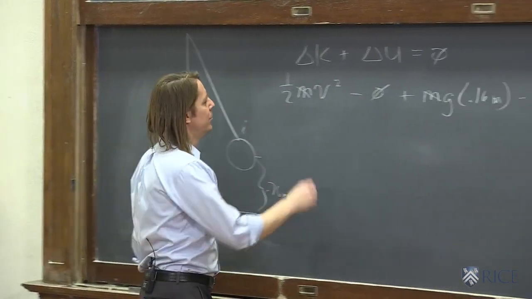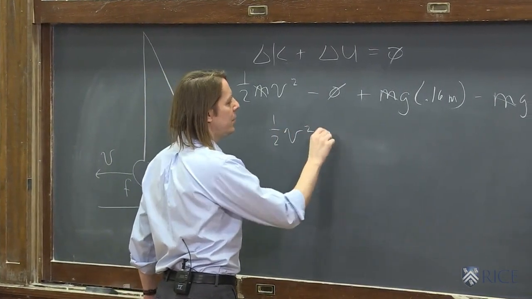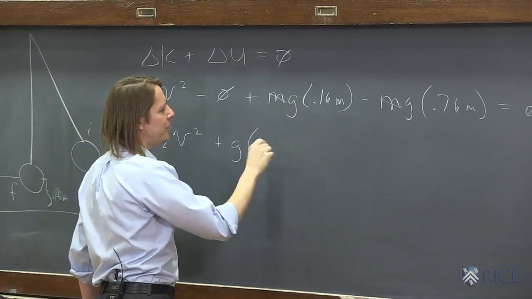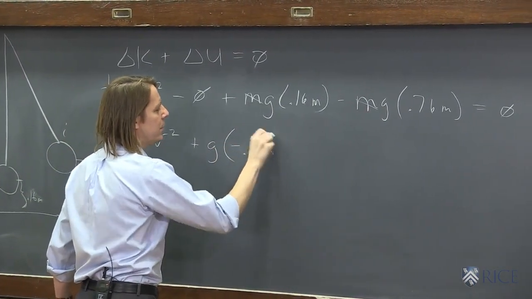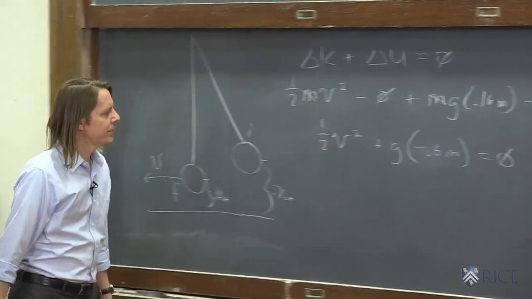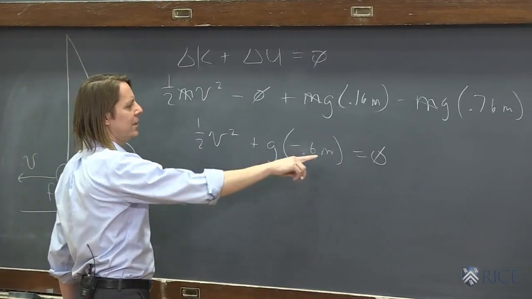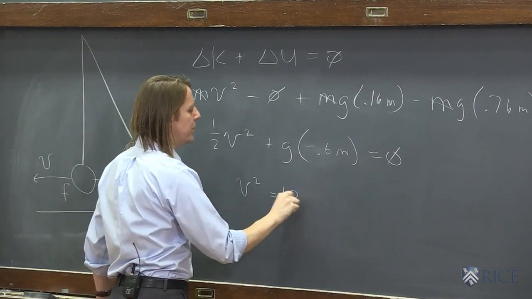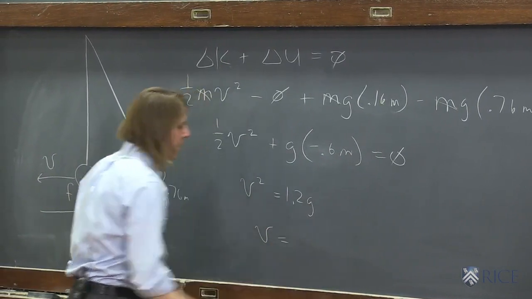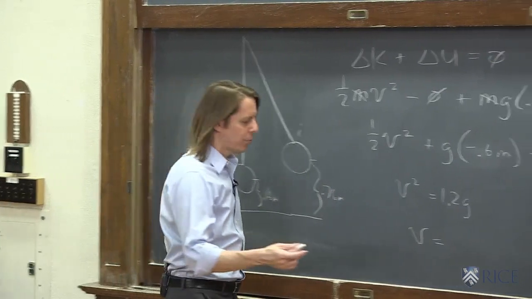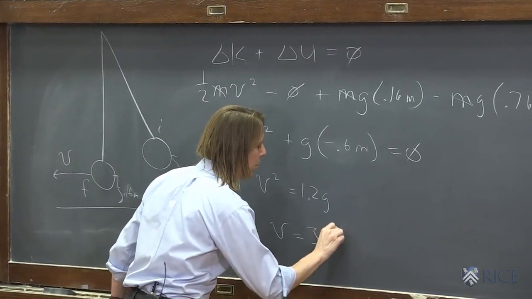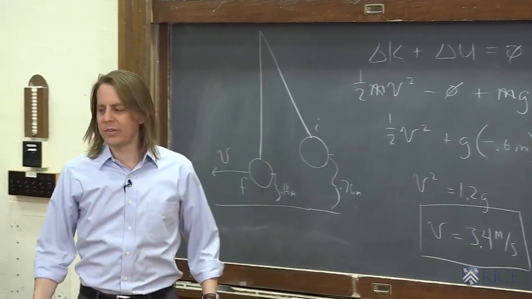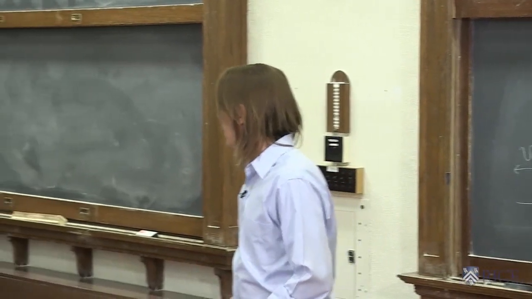So let's rearrange a little bit. 1/2 v squared plus, we can pull the g out, g times (0.16 minus 0.76), which is minus 0.6 meters, equals 0. So then we could say 0.6 g on that side and bring in the 2, and v squared is 1.2 g. If you finish it off, you get that v should be about 3.4 meters per second. Something like that. So let's see if we get 3.4 meters per second.